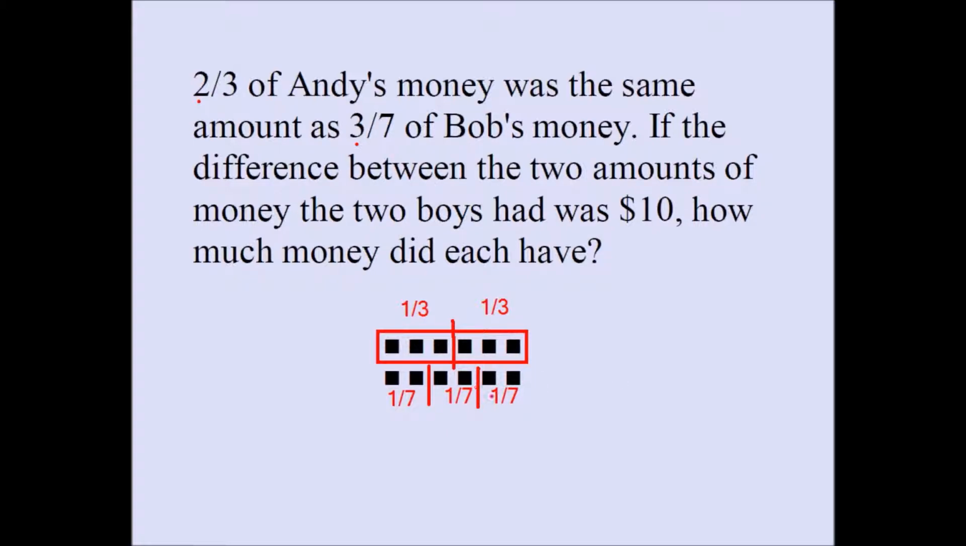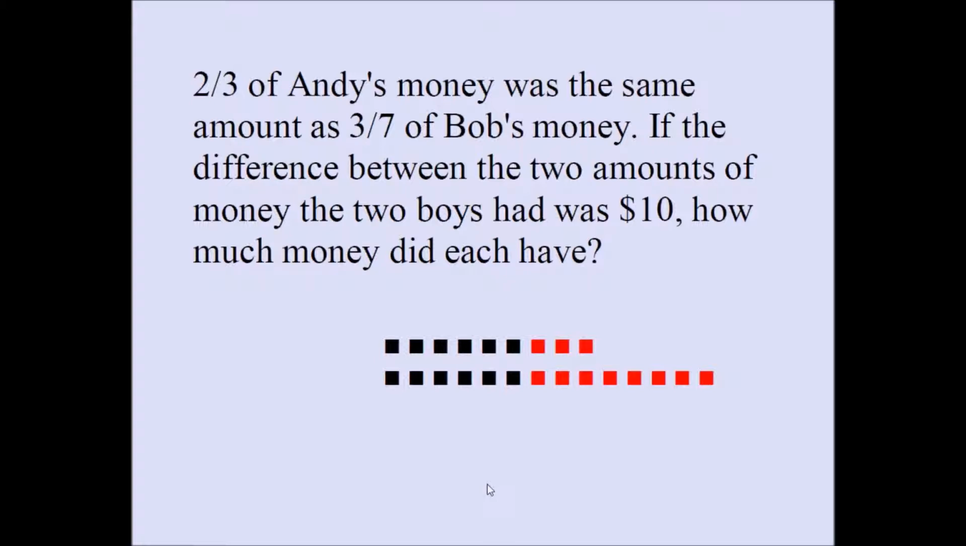So based on this factor, I'm going to try to represent the entire amount of Andy's money and the entire amount of Bob's money. So note, from our previous slide, this is 2/3 of Andy's money, and this is 3/7 of Bob's money. If this is 2/3, this has to be 1/3, 1/3, and I added another 1/3. That should represent all of Andy's money.